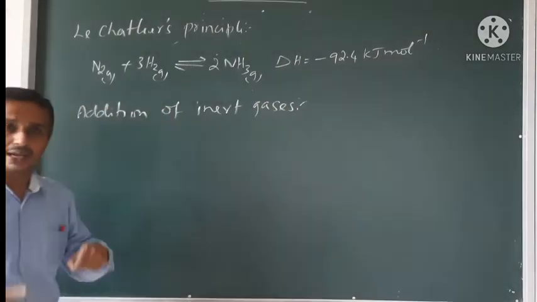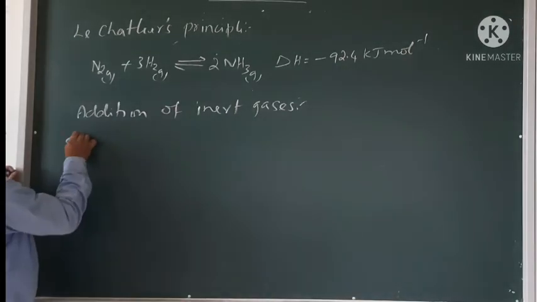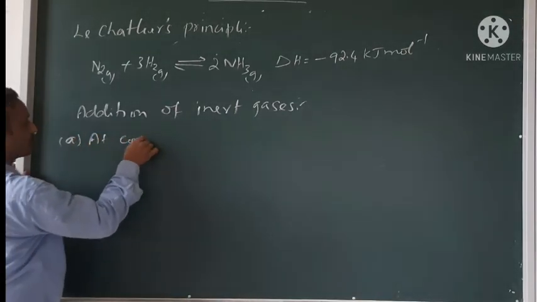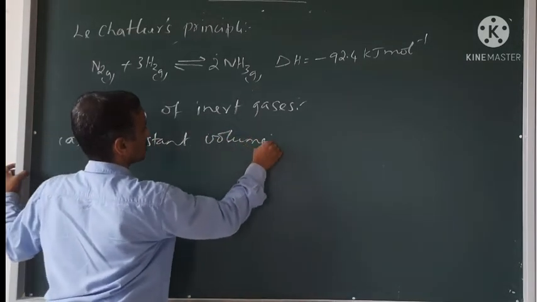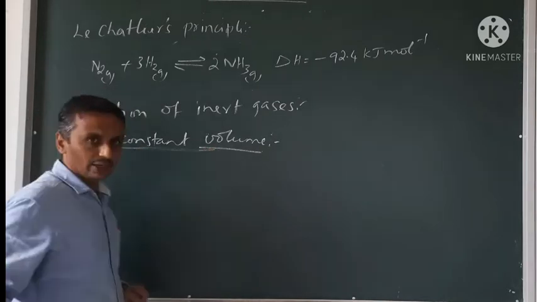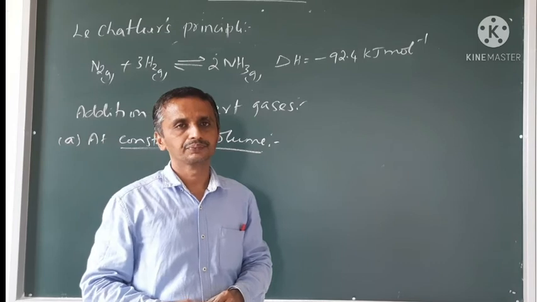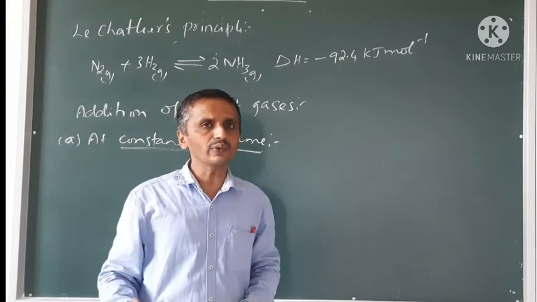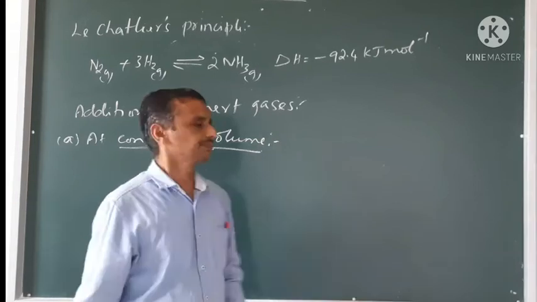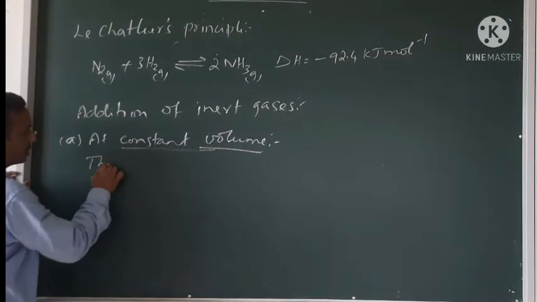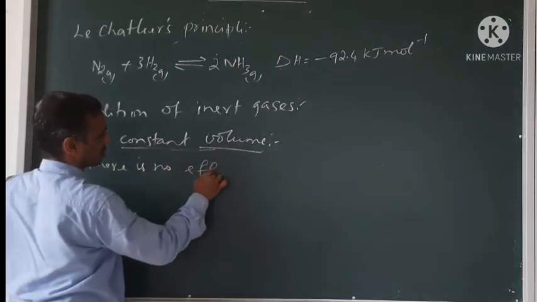First we'll see addition of inert gas at constant volume. At constant volume means I will maintain the volume constant over there, and at a constant volume, if the noble gas is added, there is no effect.